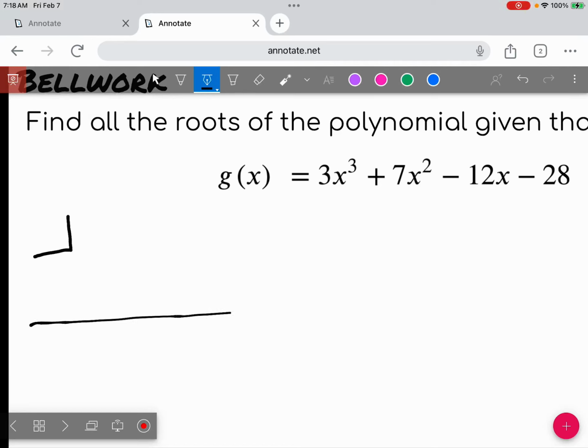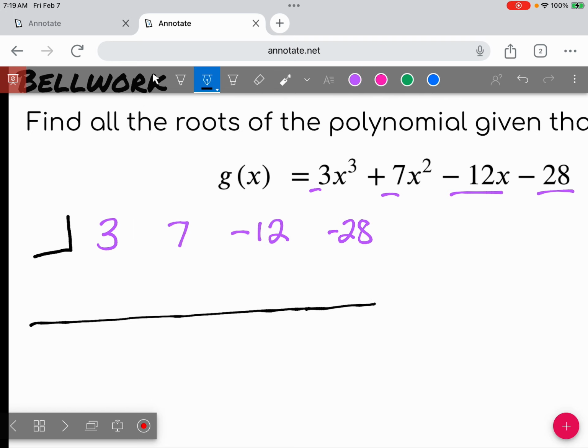We need to divide out that factor to be able to do the rest of it. So what we're going to do is take those coefficients that we had, just like we did yesterday: our 3 from the x cubed, our 7 from the x squared, our -12 from the x, and our -28. That's meant to be a -28. There we go.